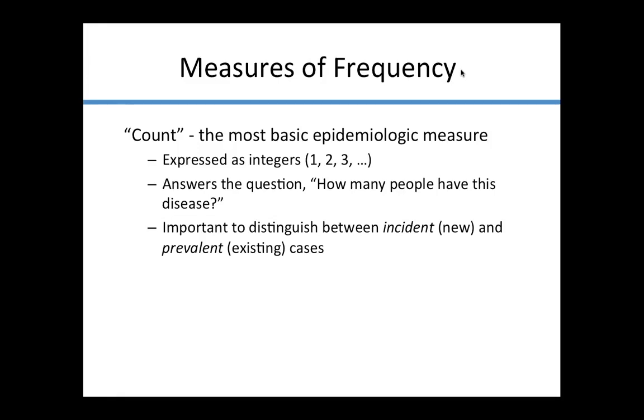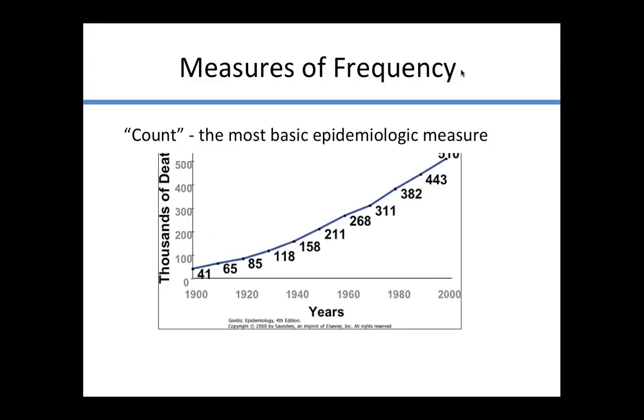It's important to distinguish between incident and prevalent cases as we go through measures of frequency. So if we're counting, are we counting new cases, or incident cases? Are we counting existing cases, which may be incident and prevalent? Basically prevalent cases.